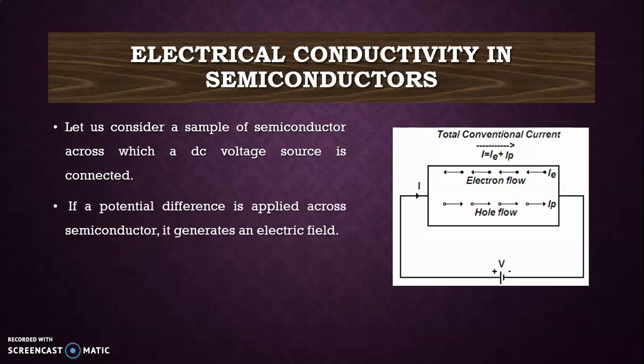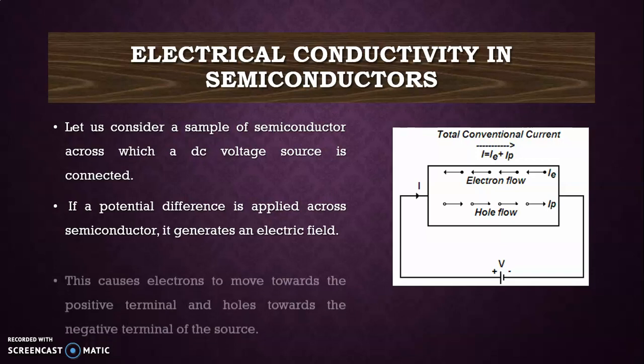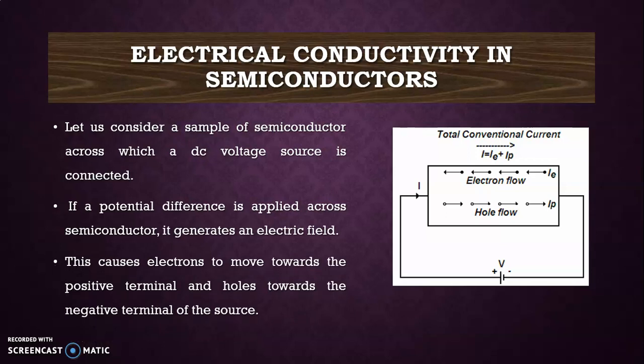If a potential difference is applied across a semiconductor, it generates an electric field, which is potential per unit dimension. In this case, this electric field is V per unit length. This causes electrons to move towards the positive terminal and holes towards the negative terminal, which we have already seen.